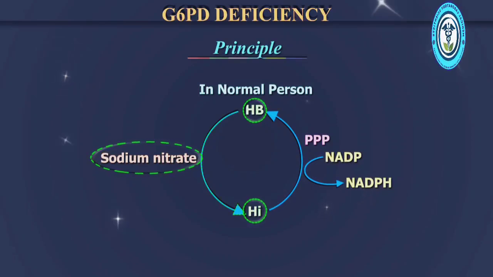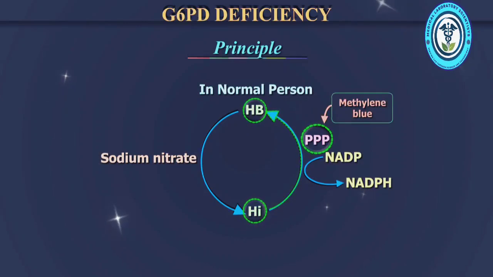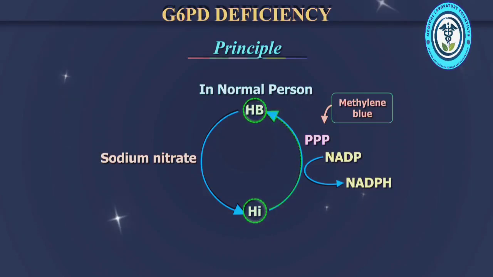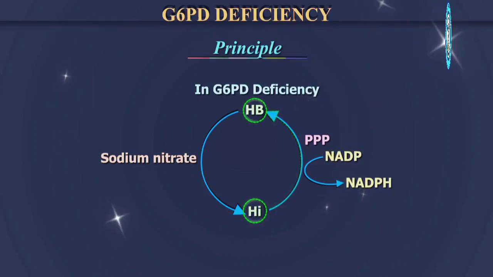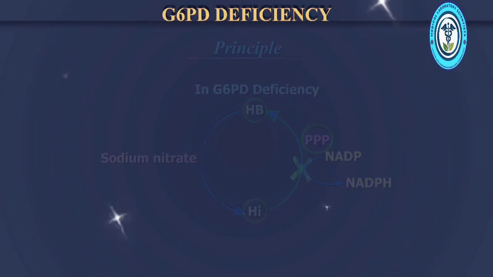The methemoglobin reduction test for G6PD deficiency. Principle. Sodium nitrite converts hemoglobin to methemoglobin, Hi. Incubation of the samples with methylene blue allows stimulation of the pentose phosphate pathway in subjects with normal G6PD levels. The Hi, or methemoglobin, is reduced during the incubation period. However, in G6PD deficient persons, the blockage in the pentose phosphate pathway prevents this reduction. When no methylene blue is added, methemoglobin persists, which acts as a positive control.